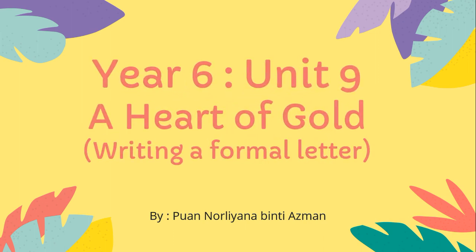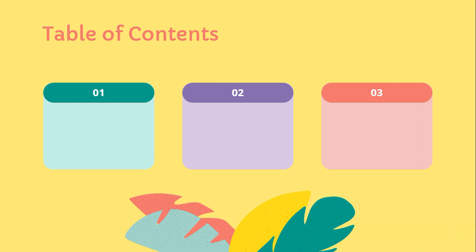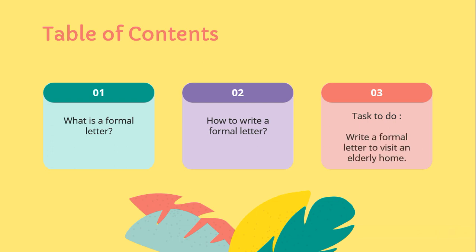Year 6, Unit 9. A Heart of Gold. Writing a formal letter. For today's lesson, there are 3 activities that we are going to do. Firstly, for introduction, we are going to learn about what is a formal letter. Then, we are going to learn how to write a formal letter. And finally, a task for you to do. You need to write a formal letter to visit an elderly home. Alright.